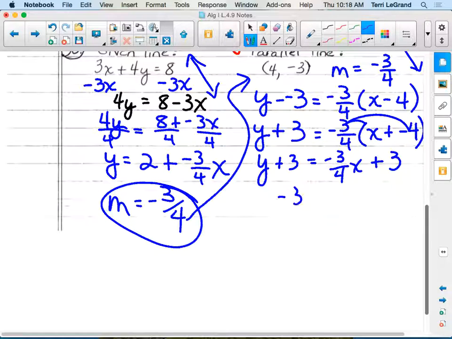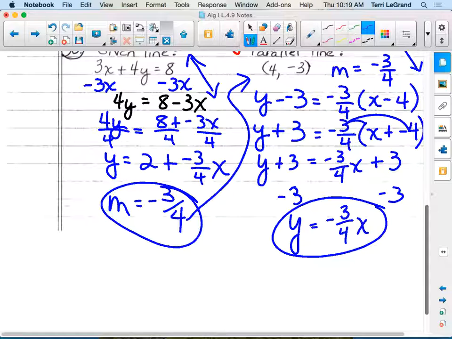Subtract 3 from both sides to get that y by itself. Notice they just happen to use the same given point. Doesn't mean that that's going to be the one all the time. Negative 3/4 x. What happens here? They cancel each other out. We don't need them. Questions? Did you keep up?